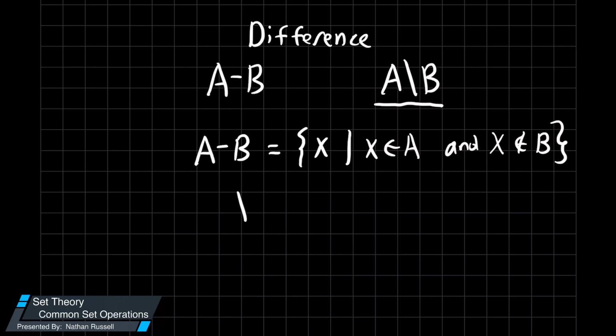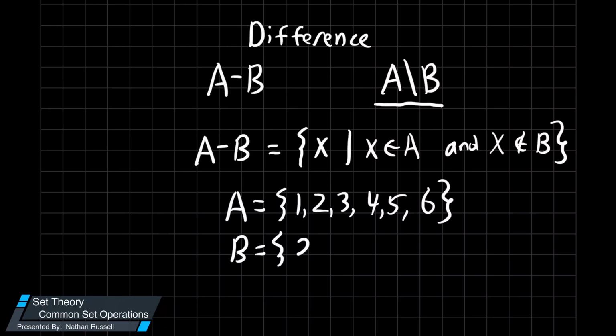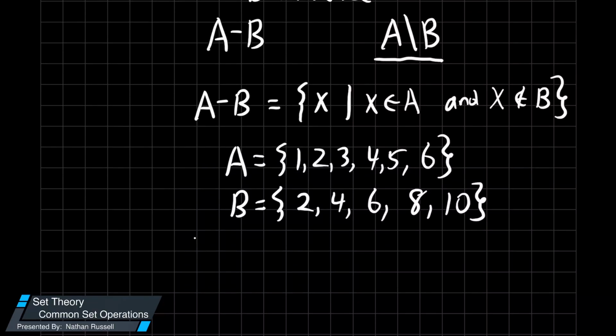So let's give a concrete example. So let's let A be the set of numbers 1, 2, 3, 4, 5, and 6. And let's suppose B is a set of numbers 2, 4, 6, 8, and 10. Okay, so now when I calculate the difference of this set, I'm going to iterate through set A. And I'm going to check to see if that element is in set B. If it's an element in set A but it's not in B, then it will go in this different set. If it's in A but it's also in B, then it will not be included.